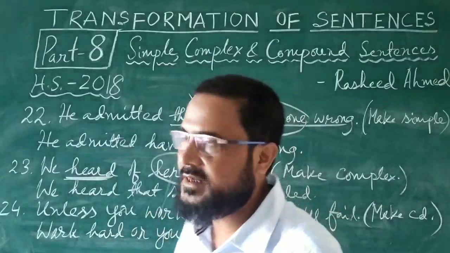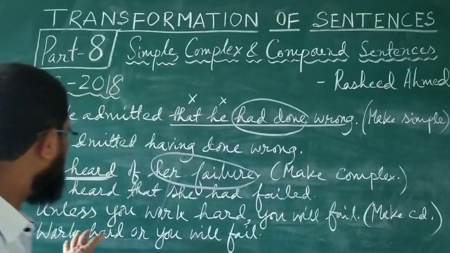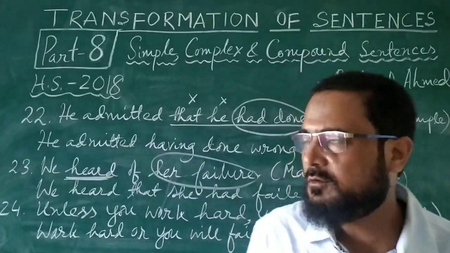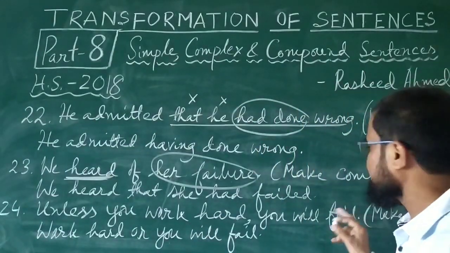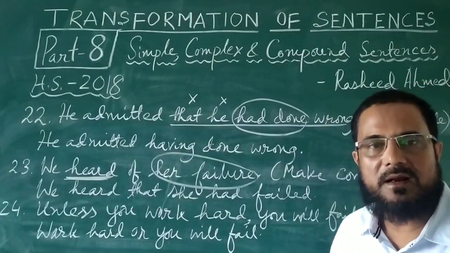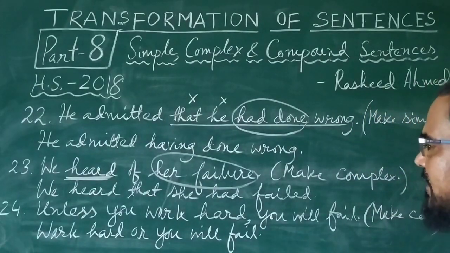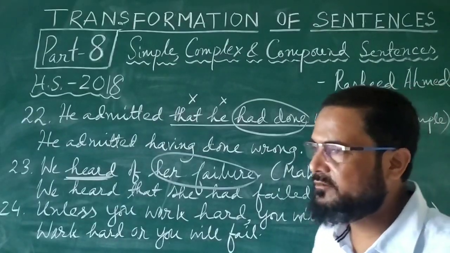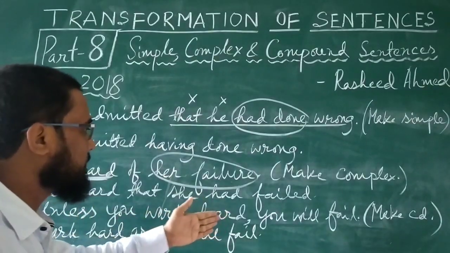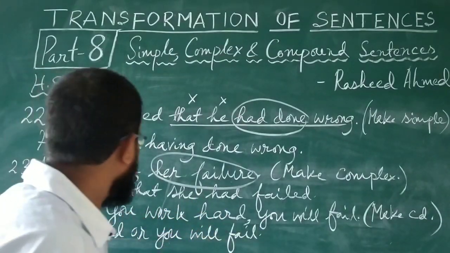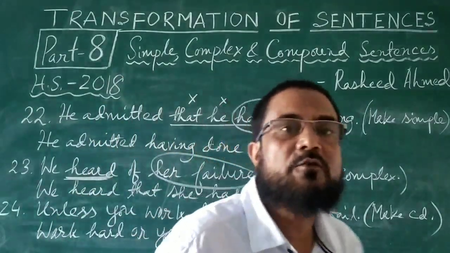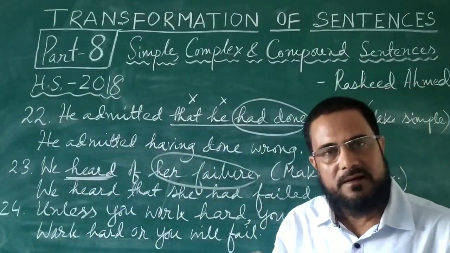Coming to the last question that came in 2018, the sentence is, unless you work hard, you will fail. That is a complex sentence. The instruction is to make it compound. Work hard or you will fail. That is compound. If you want to know what will be the simple form of this sentence, it will be, work hard to avoid failure, or work hard not to fail. That will be the simple sentence.